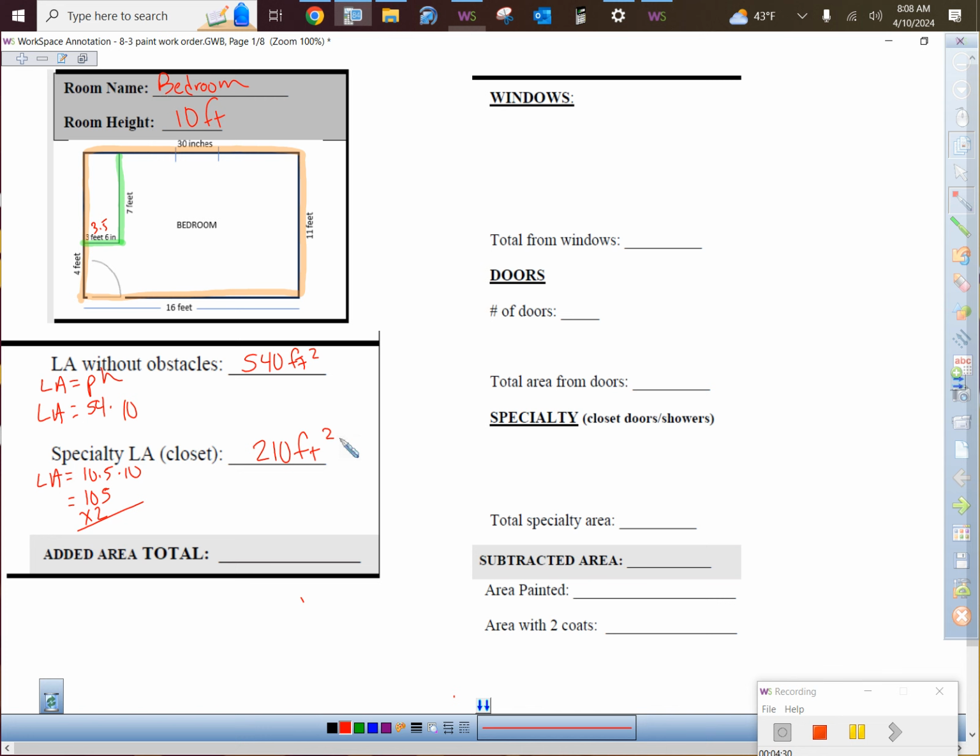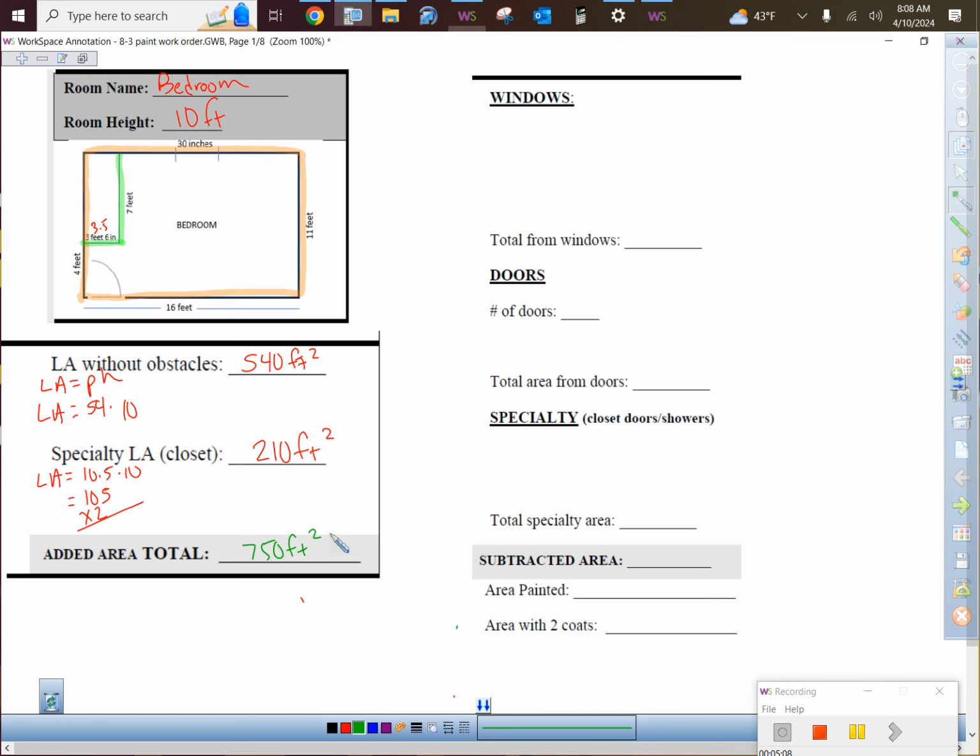So I think that's probably about it for this room. You need the general lateral area before any obstacles, and then we've got our closet. You got to paint the inside and the outside. Obviously, you don't have to paint the outside of this orange part right here, or that orange part right there. That gets painted, but the green part is special. Cool. So how much total area gets painted right there? Add them up. 750 square feet. That's everything that would get painted if there was no such thing as obstacles in the way.